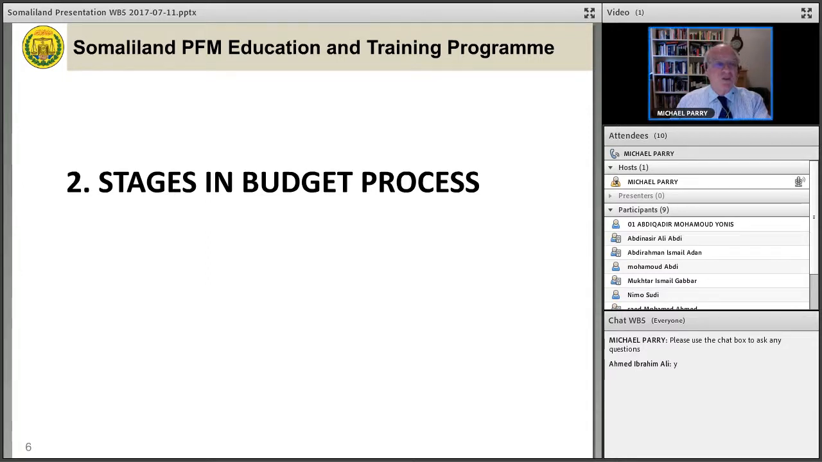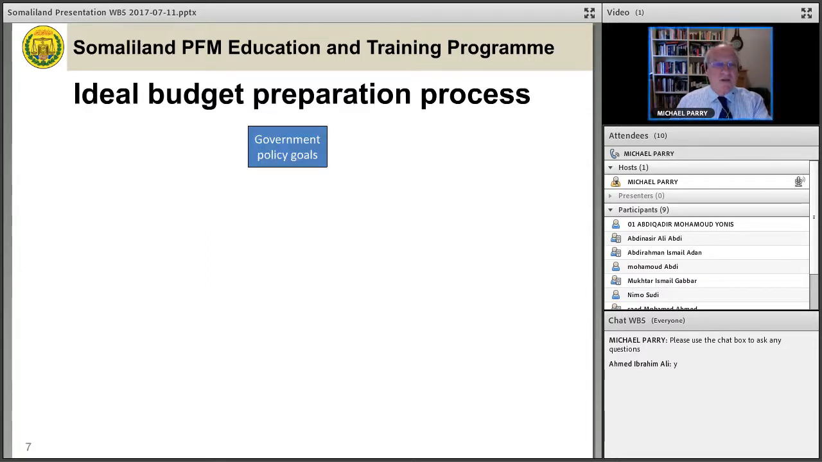What are the stages in the budget process? Now, this is a diagram that is not in your workbook, but it will be in the handout that I send to you, because I think it explains it in more detail. The government has certain policy goals. They will vary between governments. There will usually be a number of different goals. They may be set out in a document. It may have been made informally in speeches by a political leader. But governments will always have policy goals.